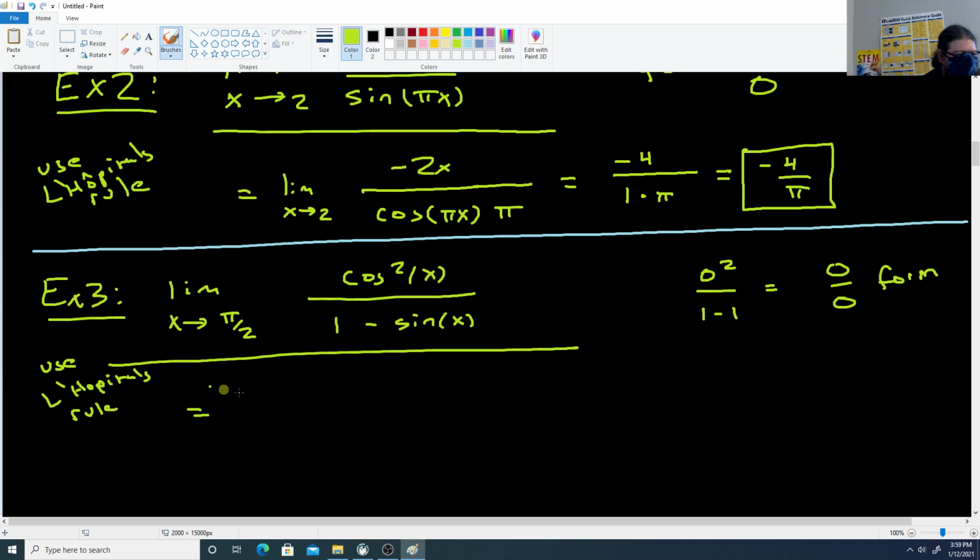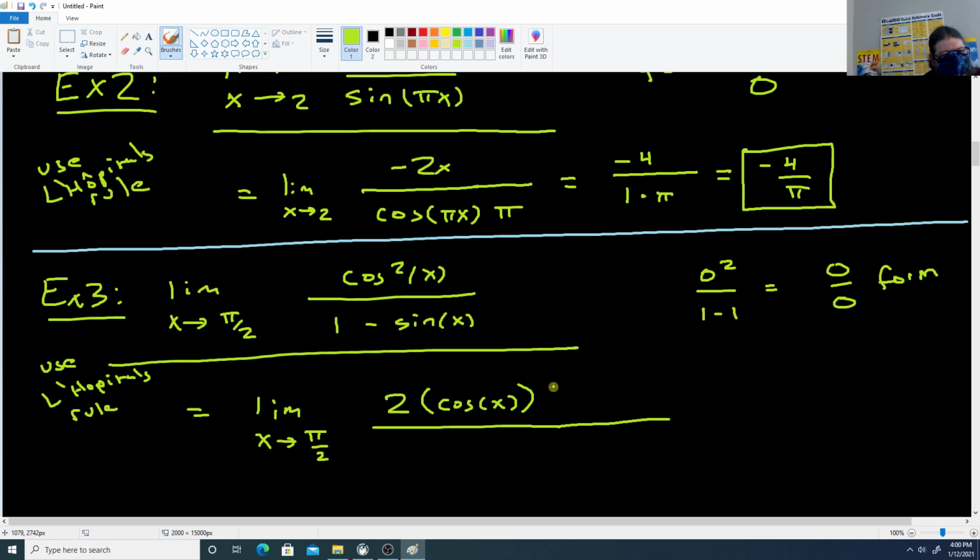We're going to use that. That's going to say take the derivative of the top and the bottom. Our limit is still approaching what the original limit approached, so we're looking at limit as x goes to pi over 2. The new top, we have to use a chain rule. 2 comes down. We leave the inner part cosine of x alone. And then we have to multiply by the derivative of cosine, which is negative sine of x. In the bottom, the 1 goes away. We have negative sine of x.